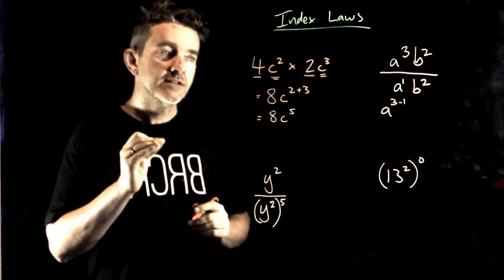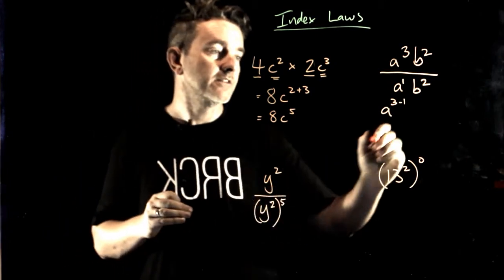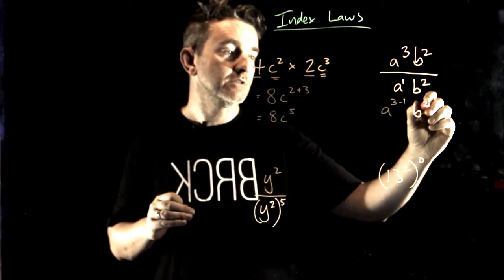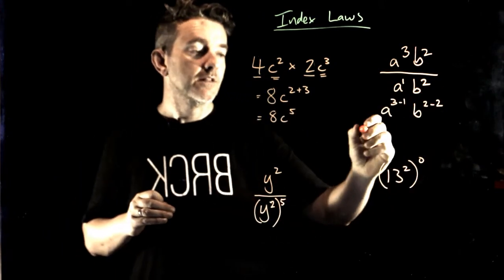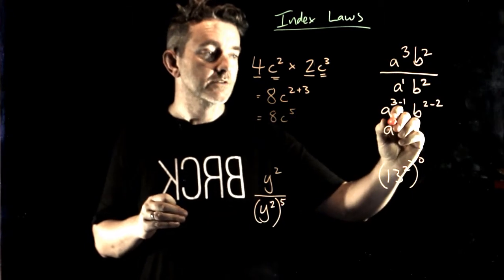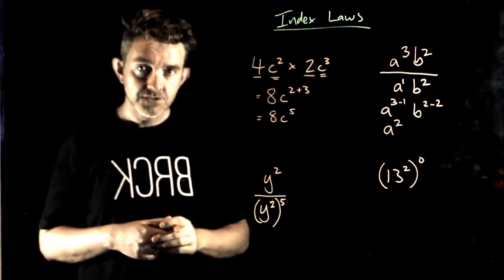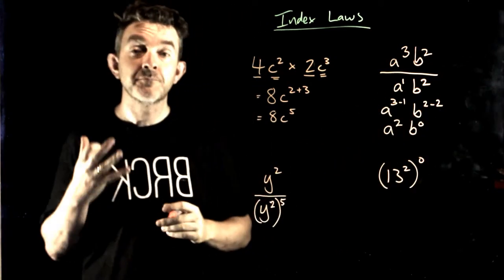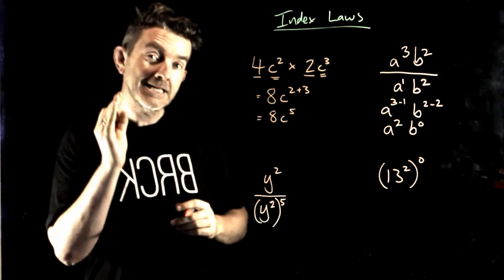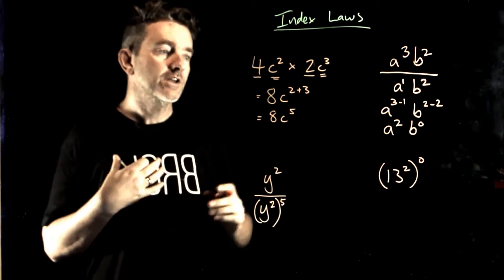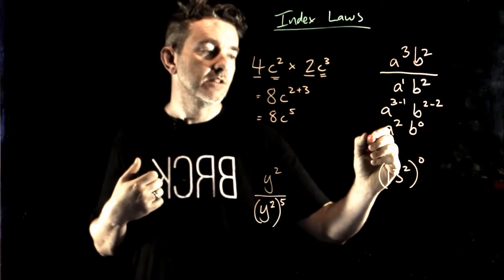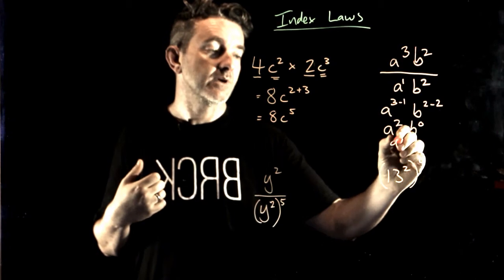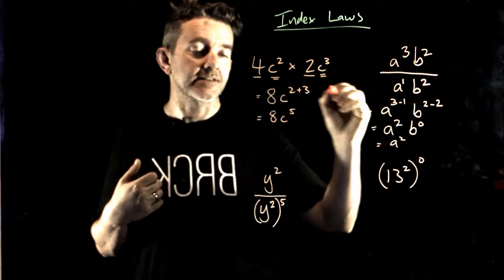And b squared divided by b squared is going to be b to the power of 2 take 2. This is easy. a to the power of 2. b to the power of 2 take 2 is b to the power of 0. What's the rule for something to the power of 0? It becomes 1. So it's just 1 times a squared. So this is just a squared as my final answer.